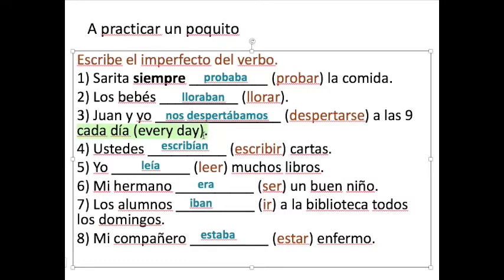Okay, number 4, ustedes escribían cartas. It's escribían because we have ustedes, like that, bold. Ustedes, that's more than one person. You all used to write. Cartas are letters.